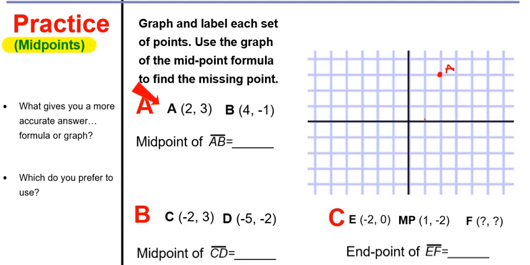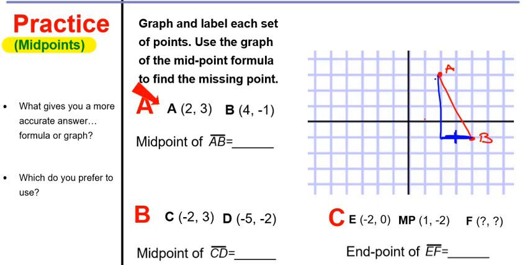Over 4, 1, 2, 3, 4, down 1, and there's B. And there's my segment AB. Now, what I can do is draw a little rectangle in here. I notice in this direction, I have two spaces. The middle of those two spaces is 1.